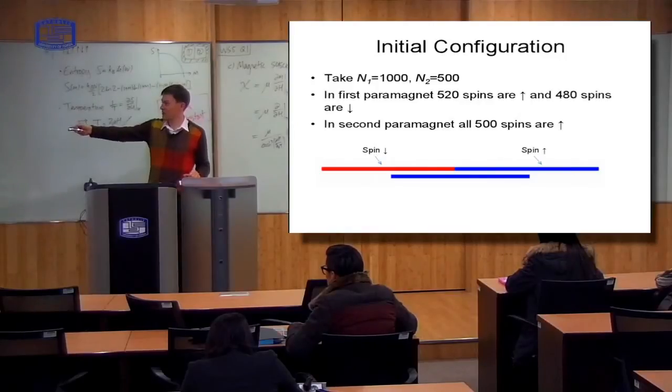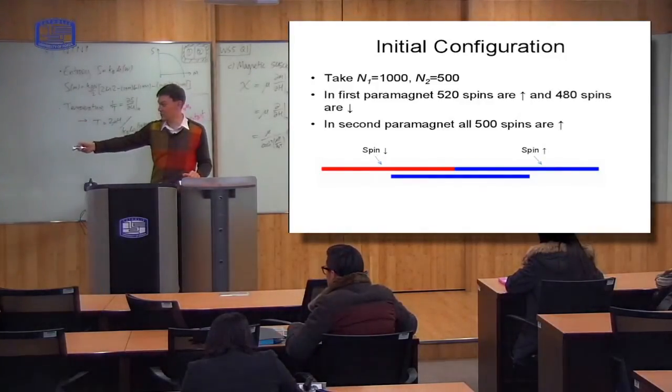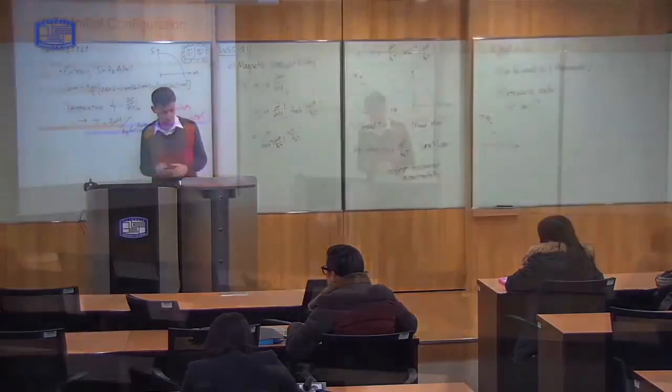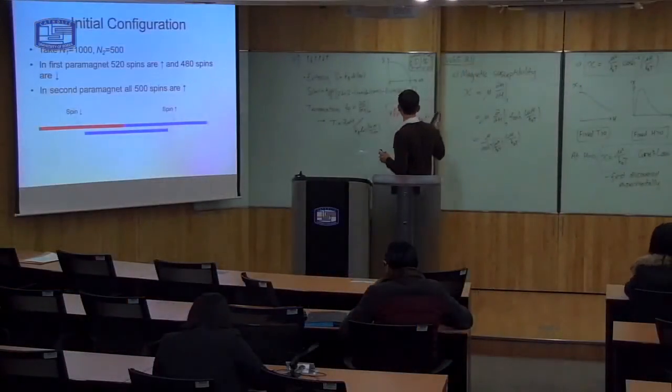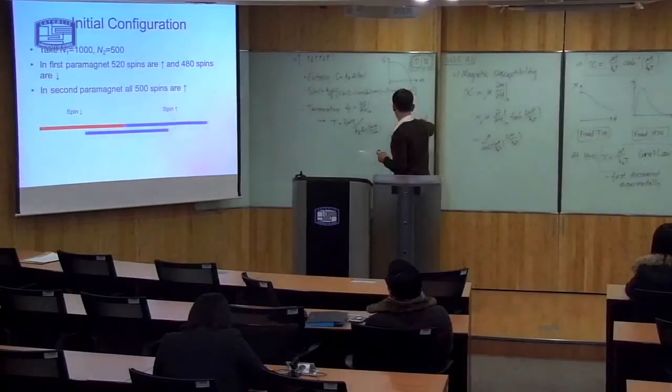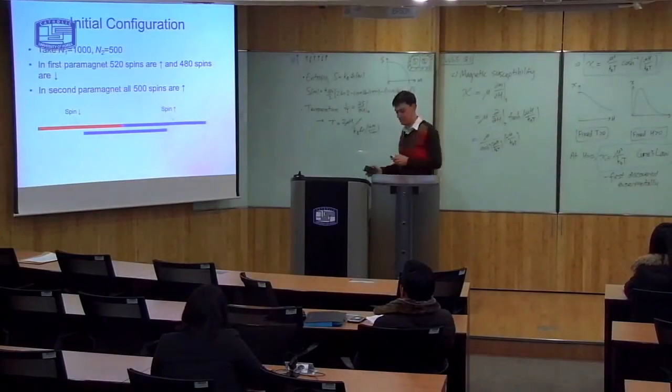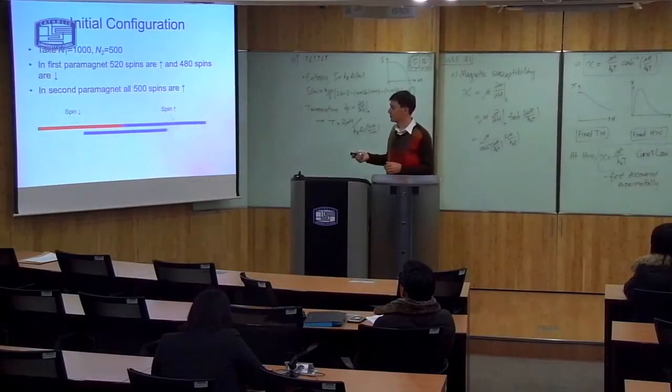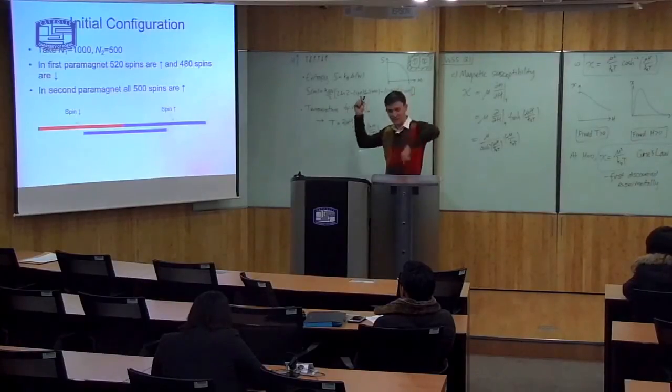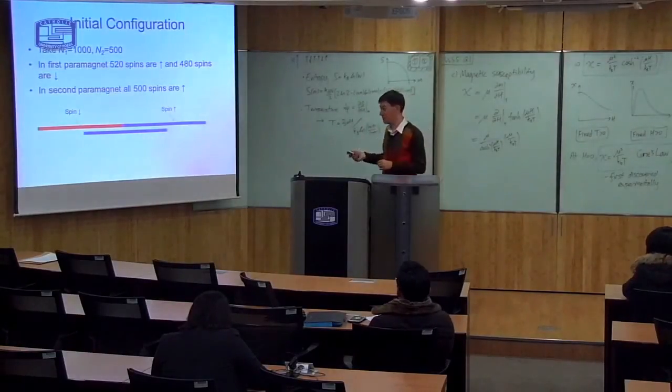In the second paramagnet, we assume it's in the ground state. The ground state means that all of the spins are pointing up at the beginning. We then run the simulation, so we allow the spins to flip in the way that I described.